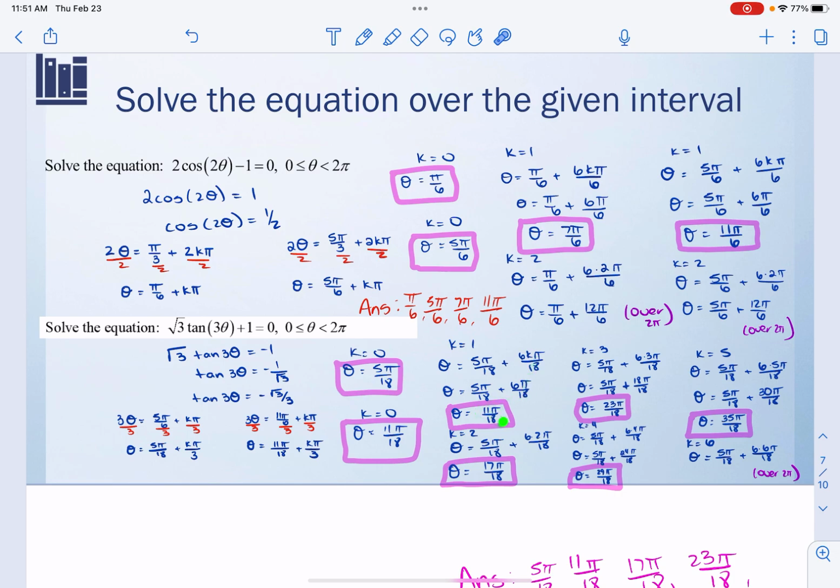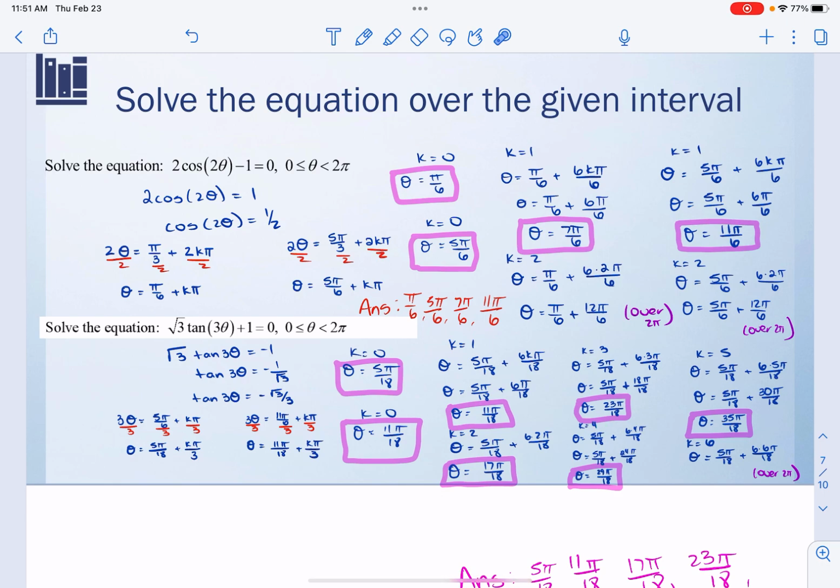And I get 11 pi over 18, which is less than 2 pi. Then I'm going to do k is equal to 2. So 6 times 2, that's going to give me 12, plus 5 is 17 pi over 18. That's still less than 2 pi, so that's a solution. I'm going to keep going until I can't go any further. So k is equal to 3, so 6 times 3 is 18, and then I'm going to add the 5, 23 pi over 18. That's still less than 2 pi.